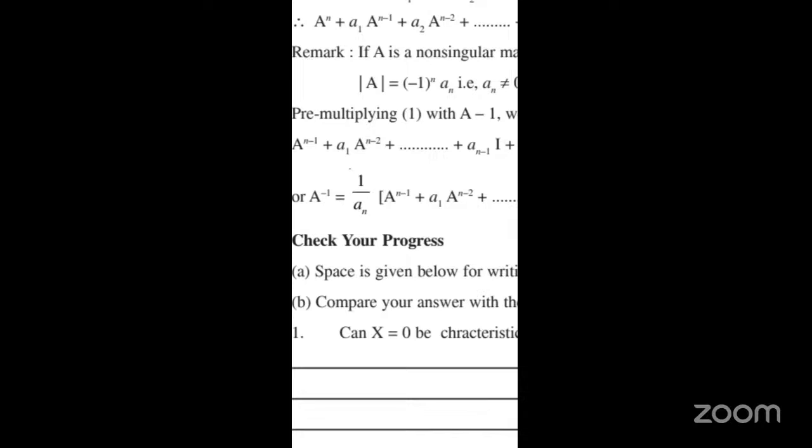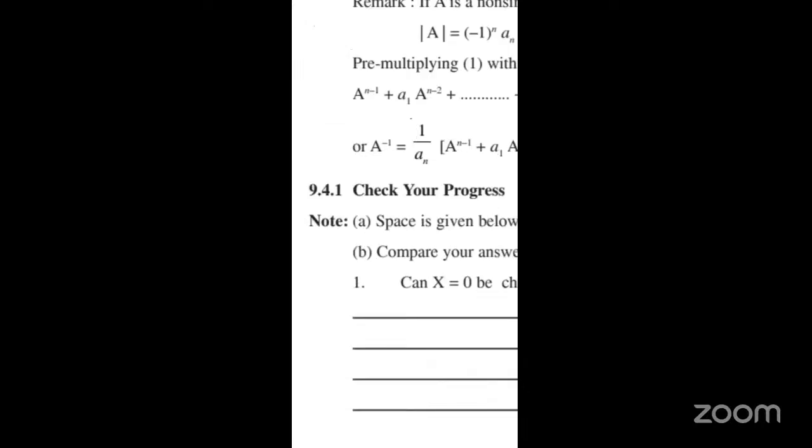Now that is the value of A inverse, and according to the characteristic equation, to find A cube, A power 4, or A power 2024. So for a given matrix, to find A power 2024, we can use the Cayley-Hamilton theorem.